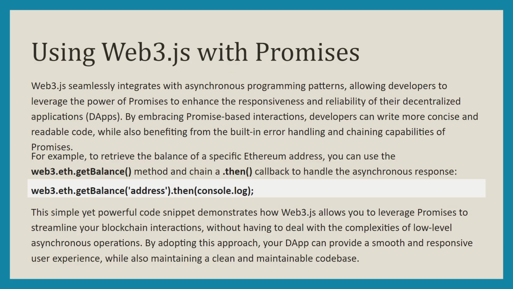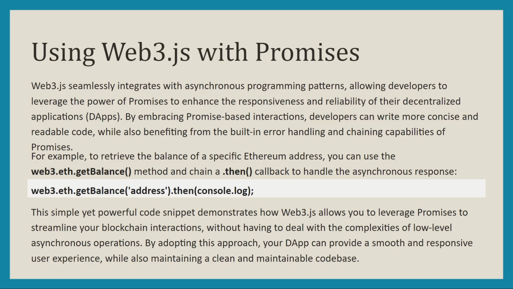Okay, next what we are going to do is learn how to use web3.js with promises. So web3.js seamlessly integrates asynchronous programming patterns, allowing developers to leverage the power of promises to enhance the responsiveness and reliability of their decentralized applications. By embracing promise-based interactions, developers can write more concise and readable code while also benefiting from the built-in error handling and chaining capabilities of promises. So you might be asking, what are promises, right? We might have done this before, but a quick recap.